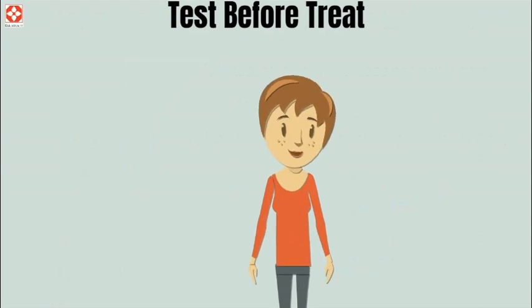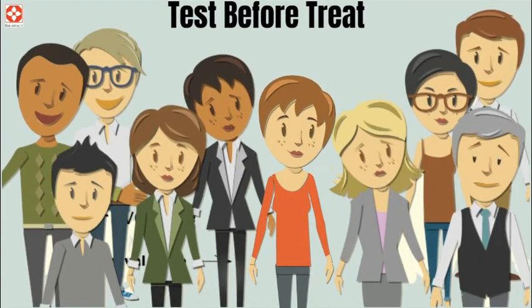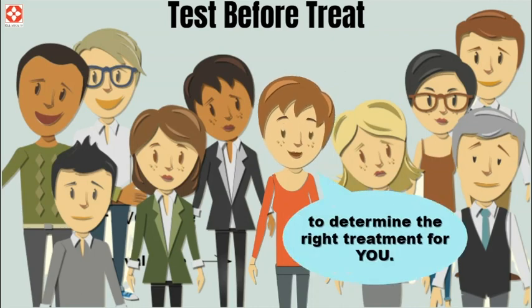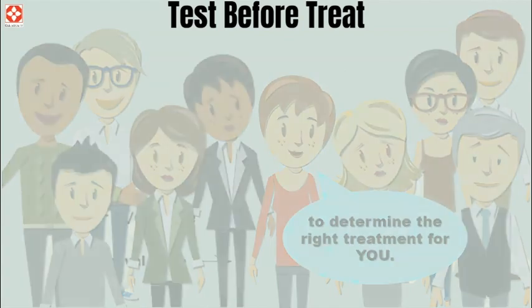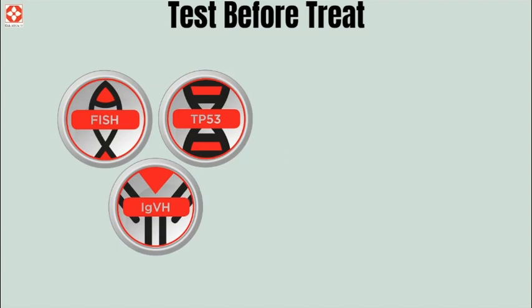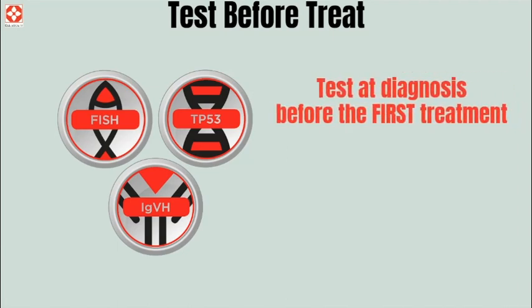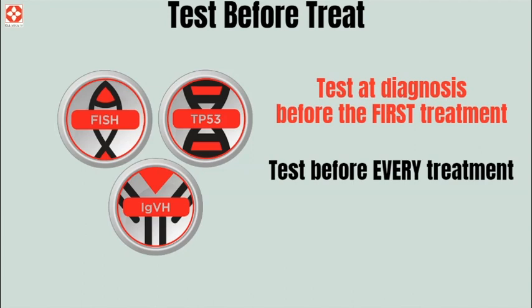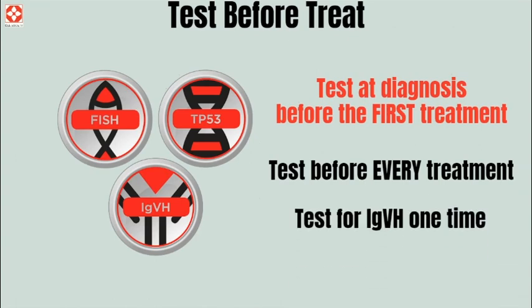In summary, it is important for everyone diagnosed with CLL and SLL to receive these critical tests to assess the aggressiveness of the disease and determine which medication is most likely to be effective. At minimum, FISH, TP53, and IGVH testing is needed upon diagnosis. FISH and TP53 can change over time, so they must be retested before starting each and every new treatment. And testing for IGVH mutational status only needs to be performed once, as it does not change with time.